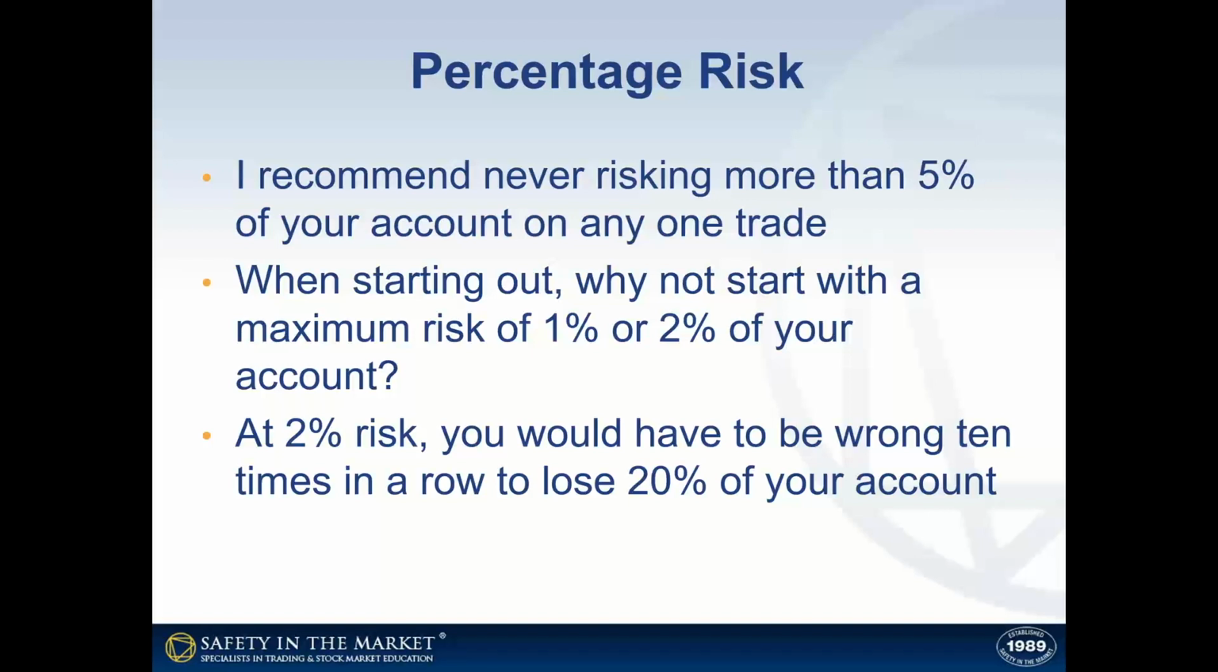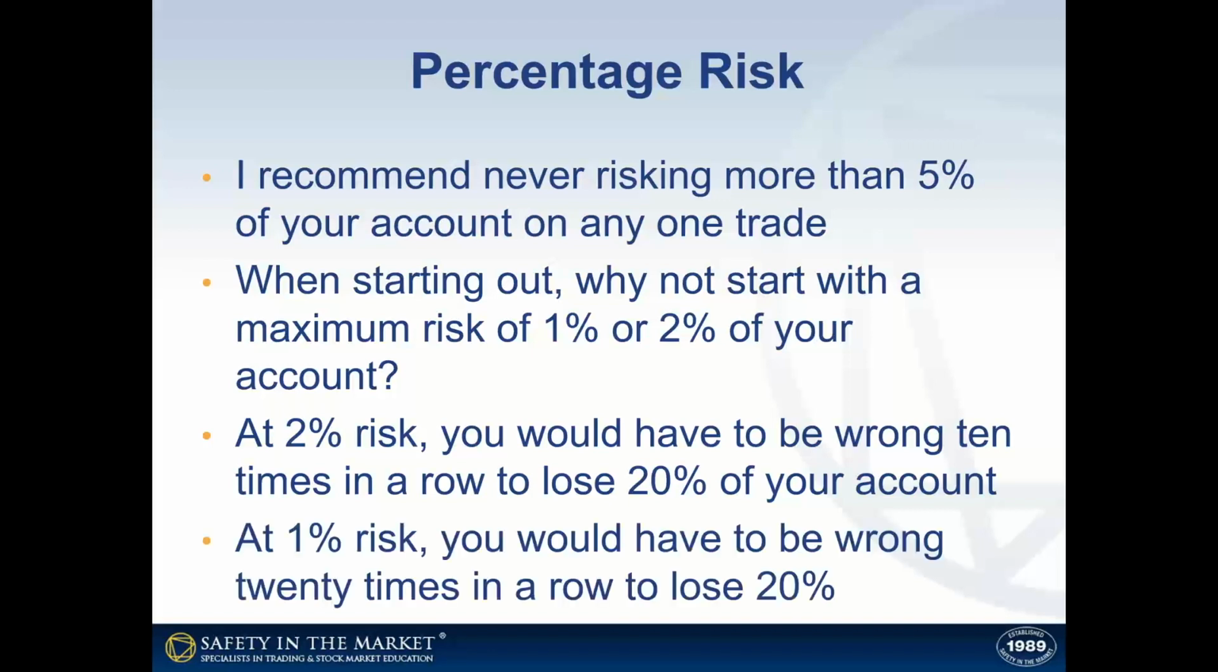So with a high reward to risk ratio, 10 times losing in a row is not the end of the world if you're doing it with a small amount of risk. If you're risking 5% on each trade and you're wrong 10 times in a row, you've now lost half of your account. And that's a much bigger hit and a much tougher setback to pull yourself back from.